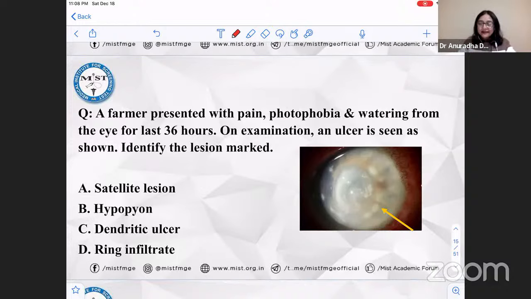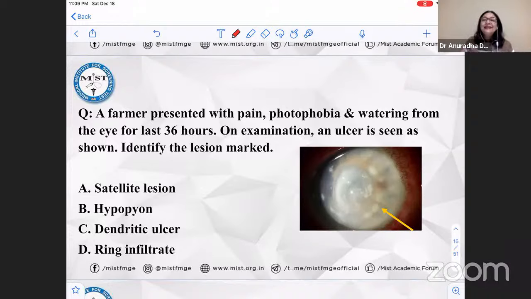So what was this case scenario about? Let's read out the statement. A farmer presented with pain, photophobia, and watering from the eye for last 36 hours. On examination, an ulcer is seen as shown. Identify the lesion marked. Again, a very nicely put question, because here they have given you a case scenario based upon which you have to identify what disease we are discussing, and then you have to identify a specific lesion over here.